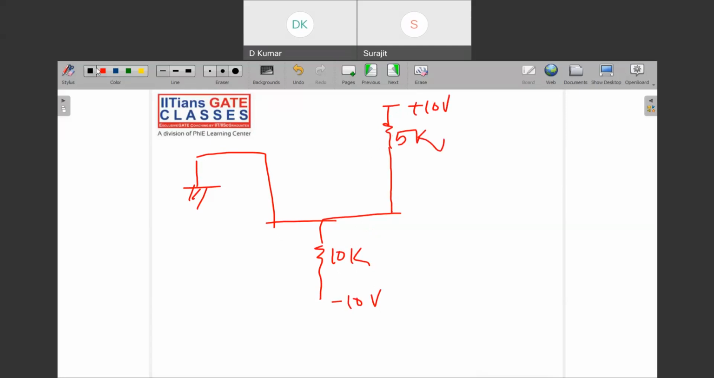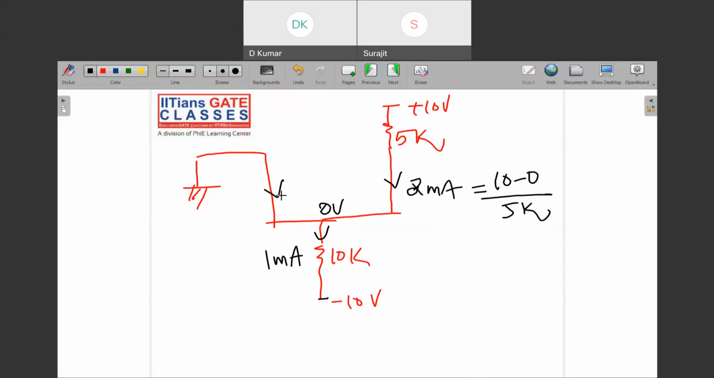Now what do you have to do? You see here that there is 0 volt here, right? What is the current here? Current will be 1 milliampere, right? Yes, sir. Current will be 1 milliampere. And what is the current here? 2 milliampere, right? Yes, 10 minus 0 by 5.